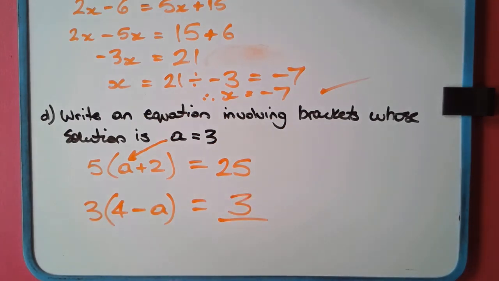Does that work? Let's see. 4 minus 3 is 1. Of course, it's going to work. 4 minus 3 is 1. 1 times 3 is 3.